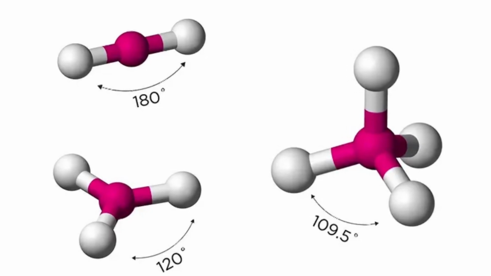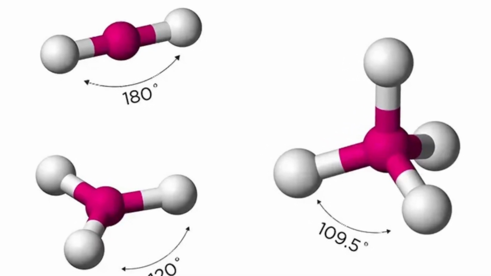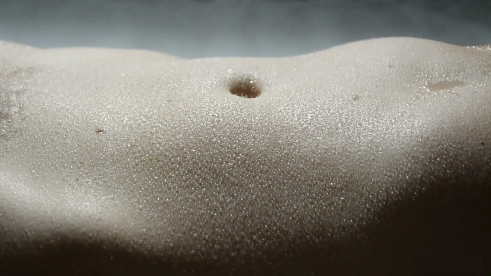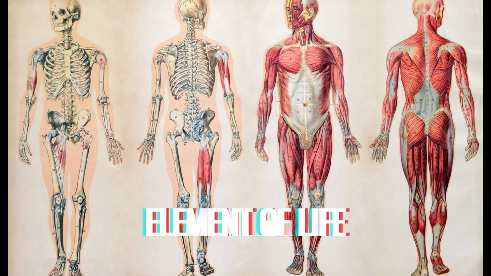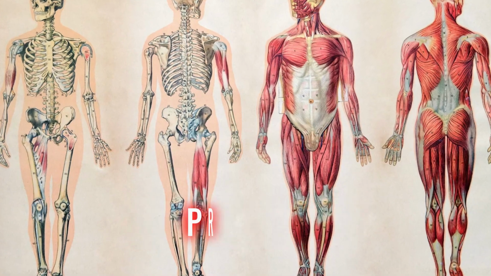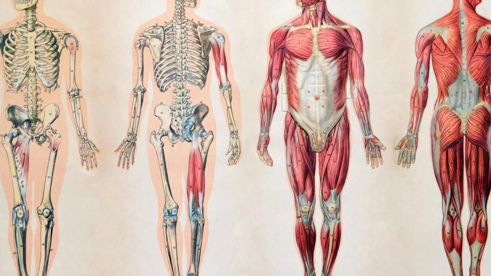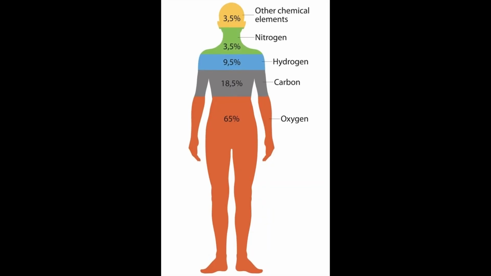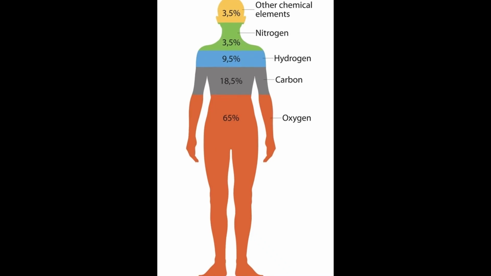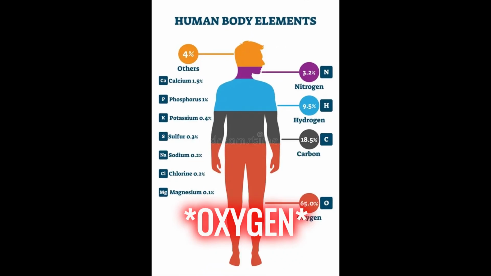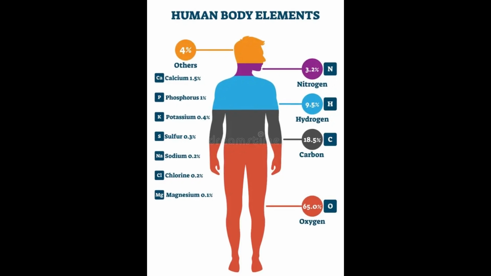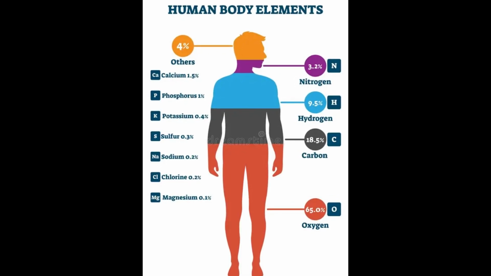When carbon mixes with other elements like hydrogen or oxygen, it can form the components of our bodies, which is why it's called the element of life. Carbohydrates, proteins, and DNA are all made with carbon. In fact, about 18.5% of the human body is made of carbon. Most of our body is water, about 60%, but after that, carbon is the most important element in our body.